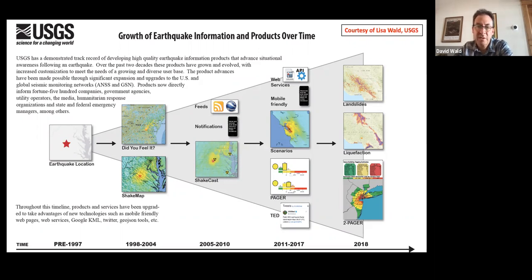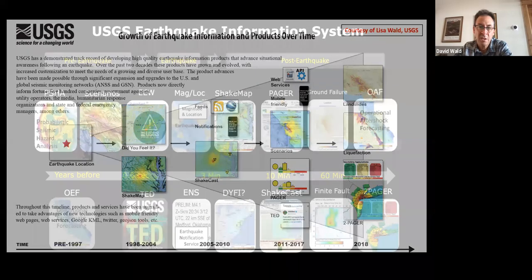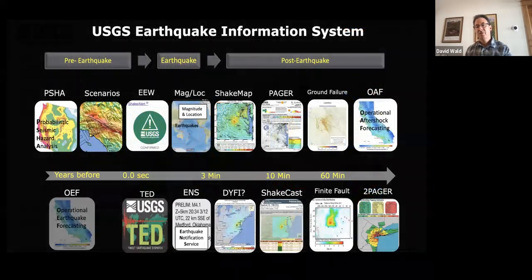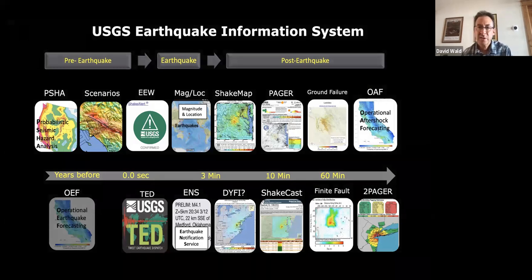So at NEIC, we have a mandate to back up magnitude and earthquake information for the country, but we also have a global responsibility, and we're the go-to place for earthquake information around the globe. And some nations can do this on their own, but we do that for the rest of the world that doesn't have that ability. So what we've developed over time is what we call the earthquake information system.